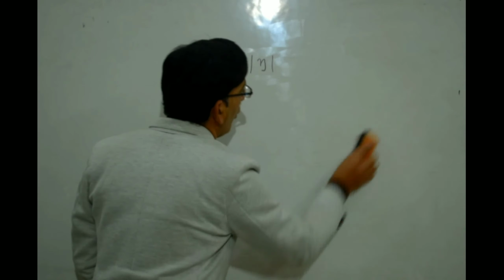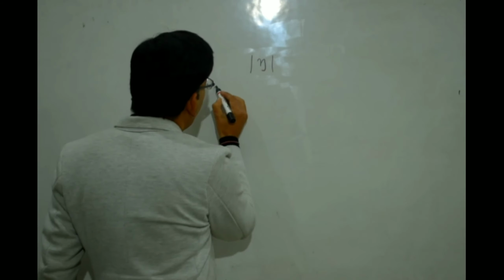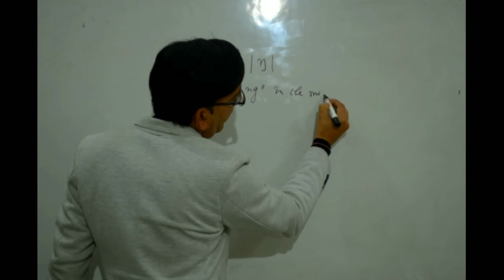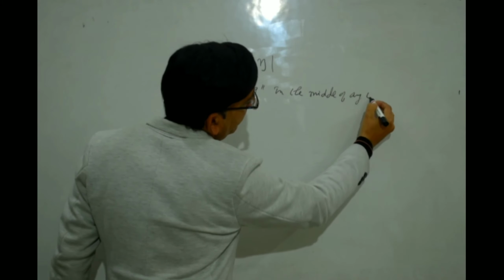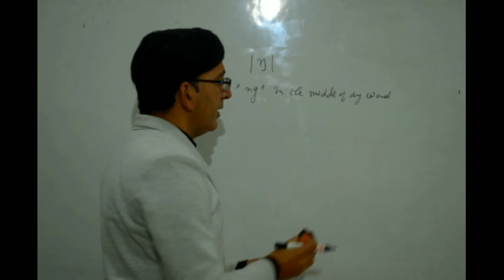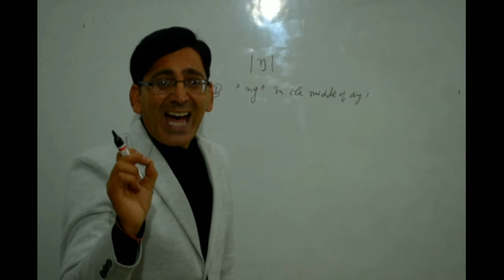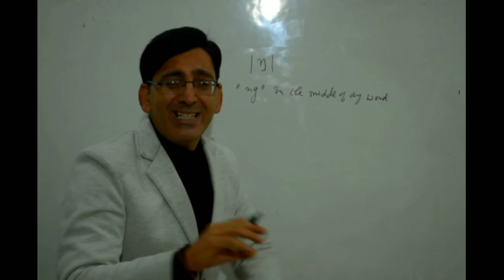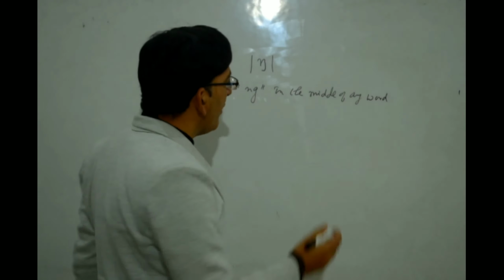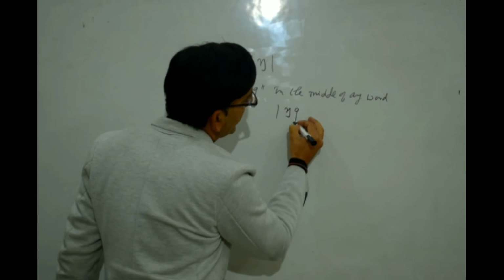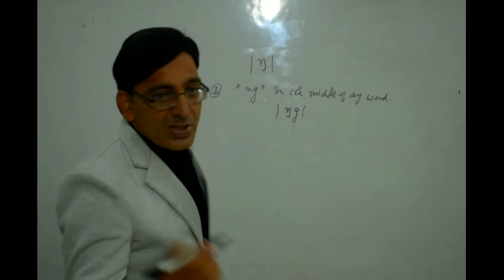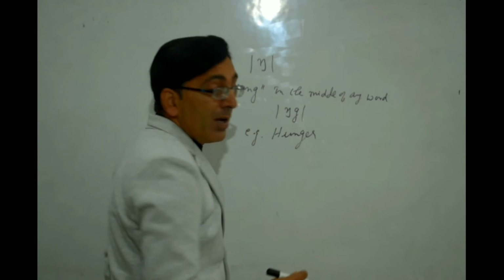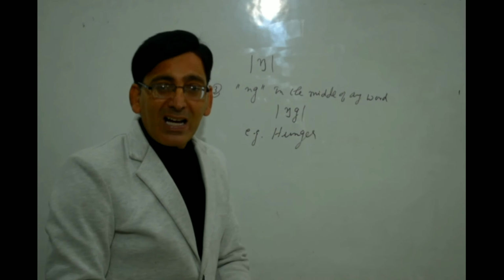Now come to the third rule. We have discussed two rules. Now the third rule is that NG is in the middle of any word, and that word is not a verb. If it is not a verb, then it is pronounced as this one, NG and also G. Just I want to give one example. Hunger. Now in this word hung is not a verb.